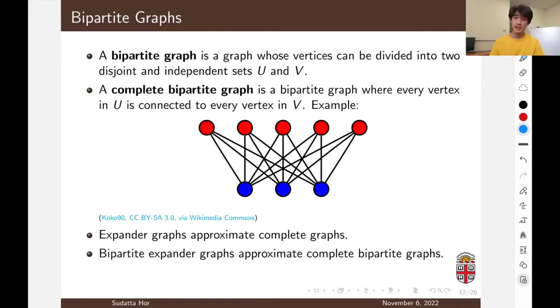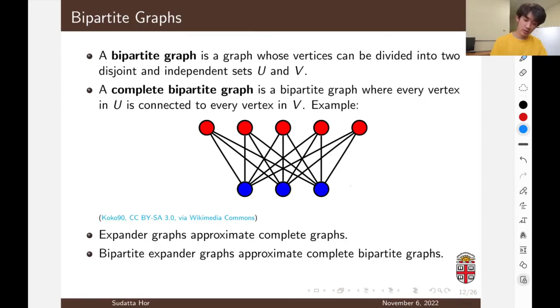Next, we will define a bipartite graph. It's a graph whose vertices can be divided into two disjoint and independent sets U and V. And we also define a complete bipartite graph to be a bipartite graph where each vertex in U is connected to a vertex in V.